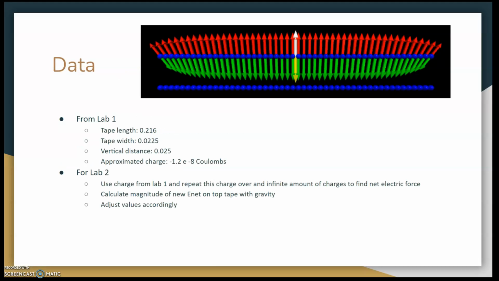So here's some of the data I gathered. The data used from Lab 1 was the tape length, 0.216 meters, tape width 0.0225, vertical distance 0.025, and approximated charge negative 1.2 times 10 to the negative 8th coulombs. And for Lab 2, we take all of these numbers, we use the charge from Lab 1 and repeat this charge over an infinitely small portion of the tape and repeat it multiple times to find a new net electric force. We use this new net electric force to calculate the magnitude of the new E-net on the top tape with gravity, and then adjust all the total values accordingly.